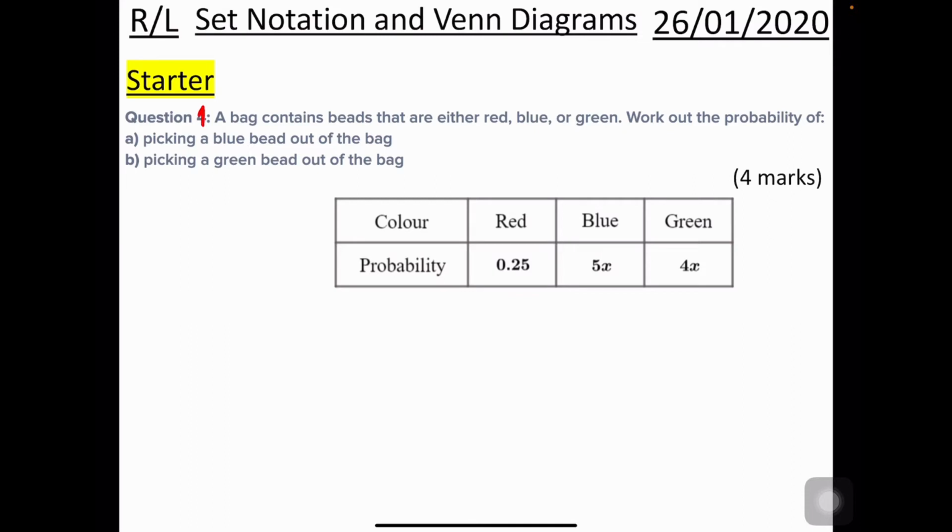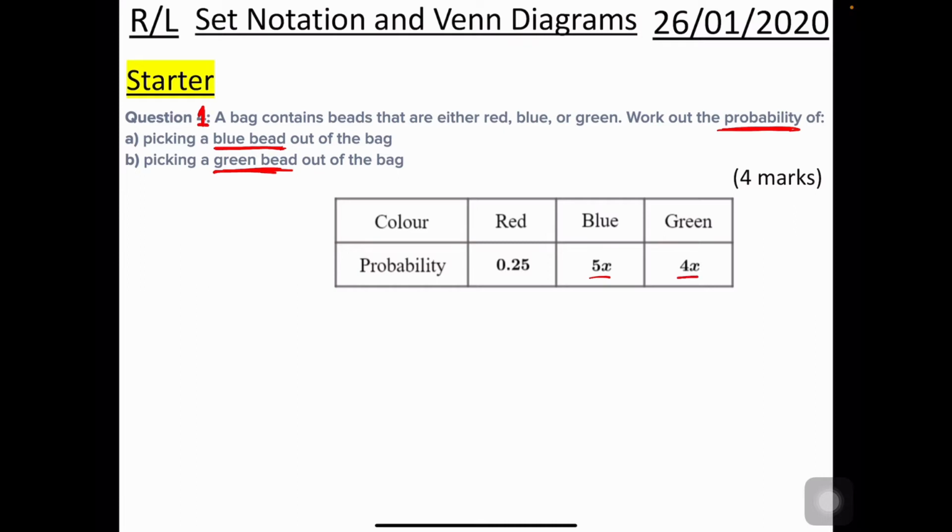Here we have question 1. A bag contains beads that are either red, blue or green. Work out the probability of picking a blue bead out of the bag. I would highlight this. I'm going to underline it because it's just easier for me, but if it was on paper, I would highlight this information. We need to work out the probability. It looks like a simple-ish question. However, we have 5x and 4x.